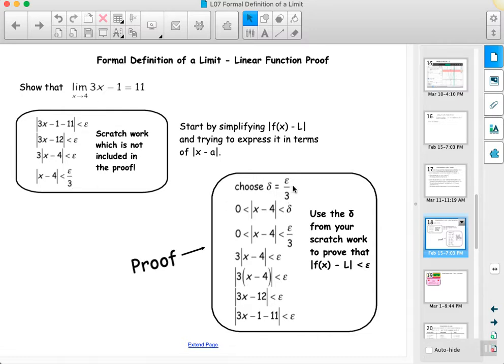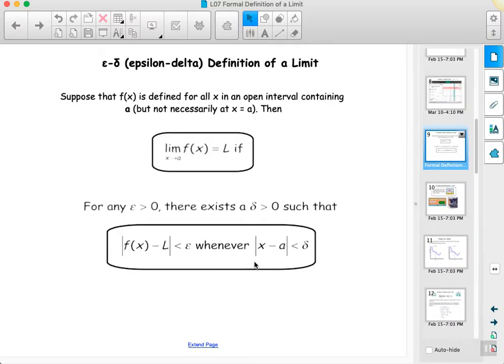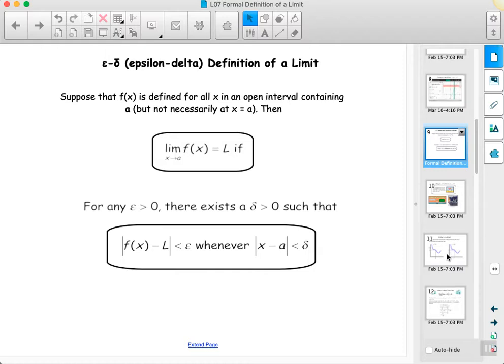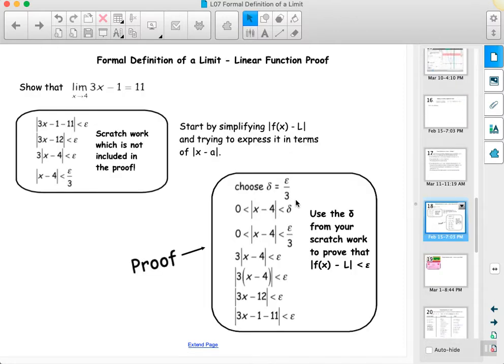So if delta is epsilon over 3, then we start with, let me jump back to this slide so we can see again, I start from here. The absolute value of x minus a is less than delta. We also know that we're supposed to be choosing deltas greater than 0. So I put that part there, but it's not necessary for that to be there. The absolute value of x minus 4 is less than delta. We have that delta is epsilon over 3. So I now have the absolute value of x minus 4 is less than epsilon over 3.